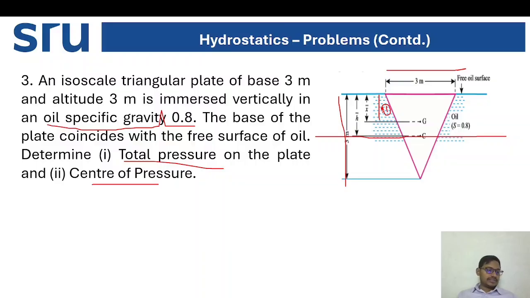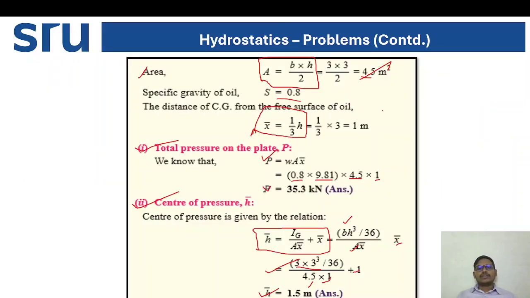So once again we'll see. An isosceles triangle plate of the base 3 meters and altitude 3 meters is immersed vertically in an oil of specific gravity 0.8. The base of the plate coincides with the free surface of oil. Determine total pressure on the plate and center of pressure. So area is equal to half into BH, so half into 3 into 3, that is 4.5 meters square, and S is equal to 0.8. So x bar is nothing but the distance of CG from the free surface of oil.